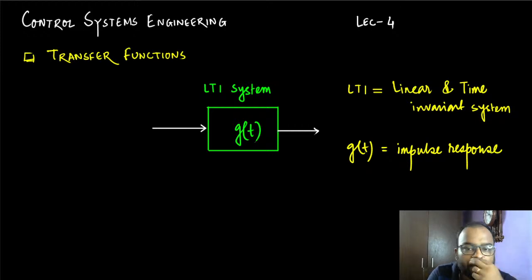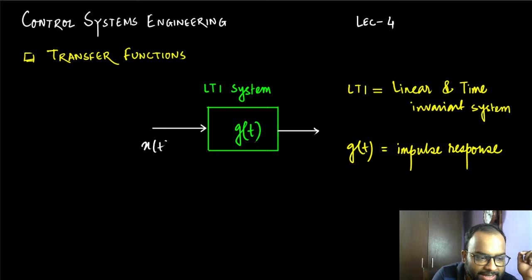Now you might say that in signals and systems we used h(t) for representing impulse response, and now we are writing g(t). What's the deal? The deal is that this is a standard nomenclature. Whenever you are studying control systems, g(t) is considered to be the impulse response. So that's just a change in notation, nothing else. g(t) and h(t) mean the same thing.